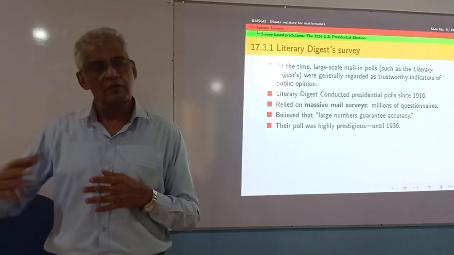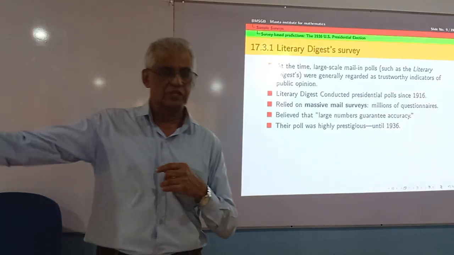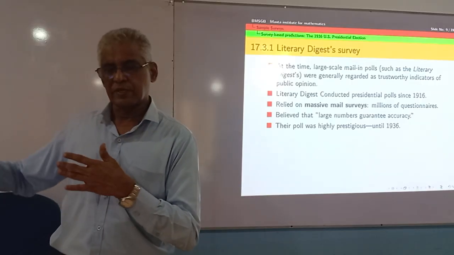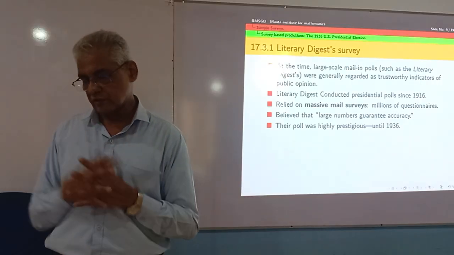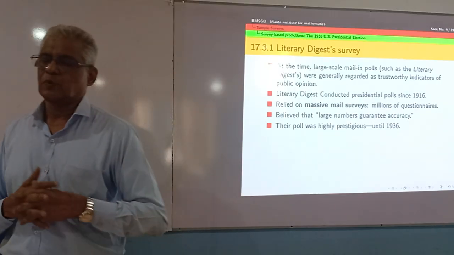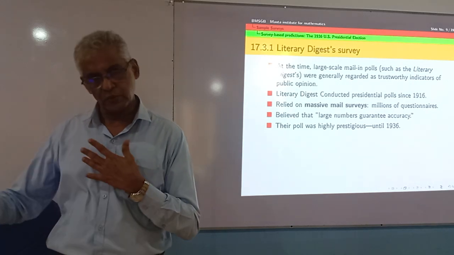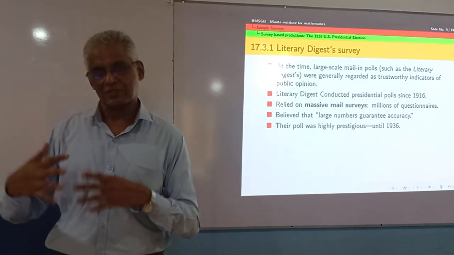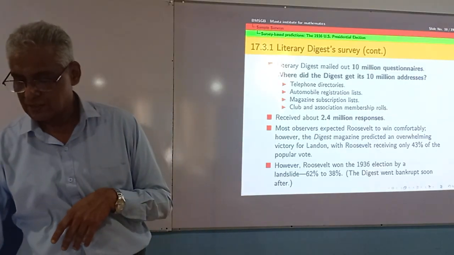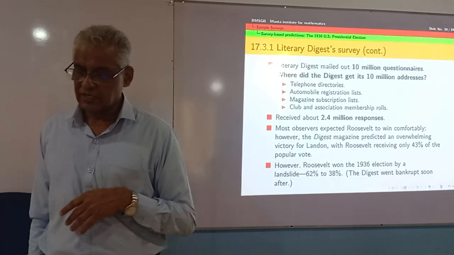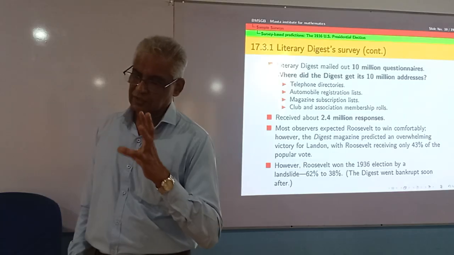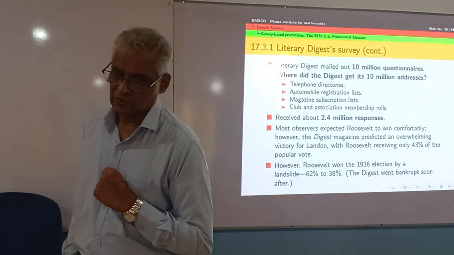About several million mails were sent, questionnaires were sent by mail. So they believed that if a large number of responses were received, then the result would be accurate. Until this poll, their predictions were pretty good, and therefore they were very prestigious. Many people were believing in their predictions. This time they sent about 10 million questionnaires, so this is where they made some problem.